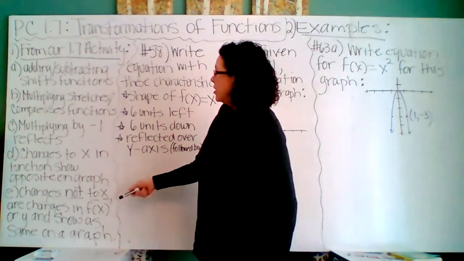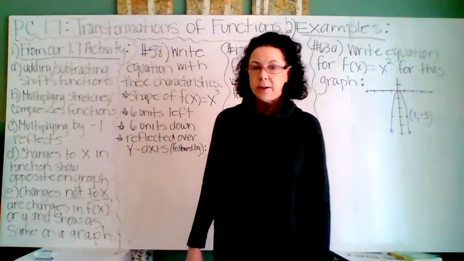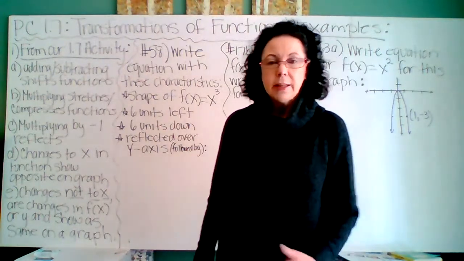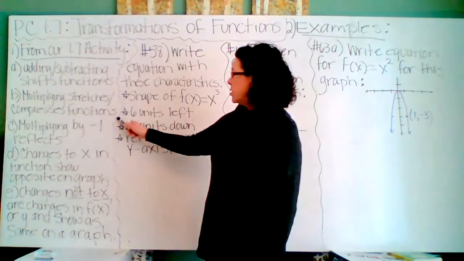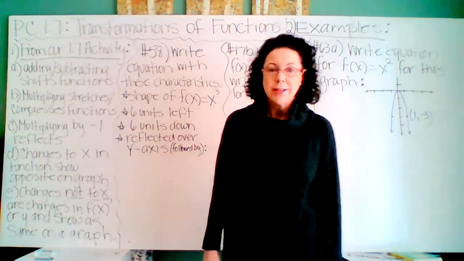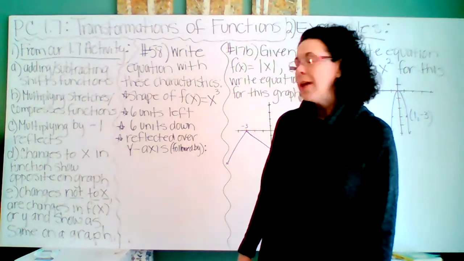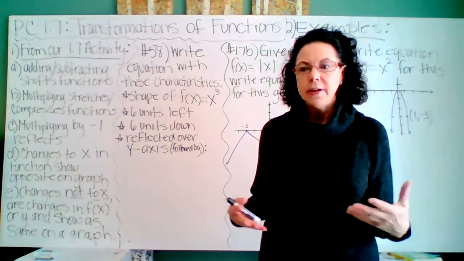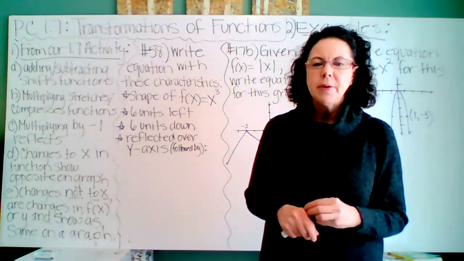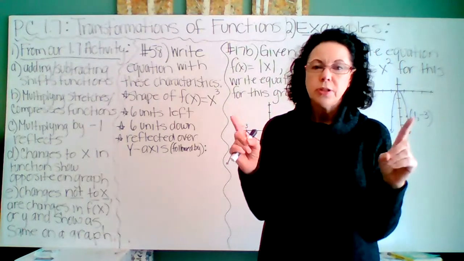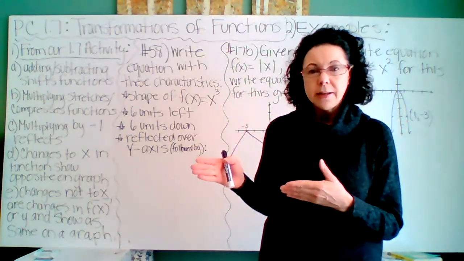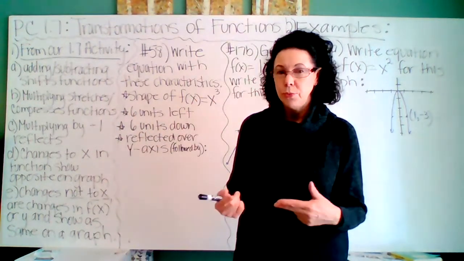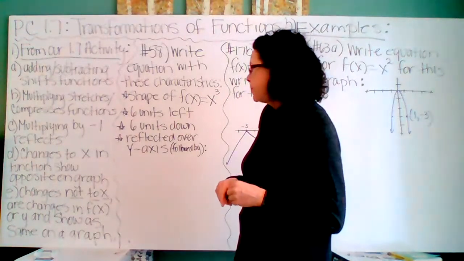What we found in our 1.7 activity is that if you add or subtract to a parent function, it shifts functions left, right, up or down. If you multiply, multiplying stretches or compresses functions. Multiplying by a negative one reflects. So you have to be careful when a function is being multiplied by a negative two. Those are actually two separate things. It's being multiplied by a two, which stretches or compresses, and it's being multiplied by a negative one, which reflects. So we do treat those separately.